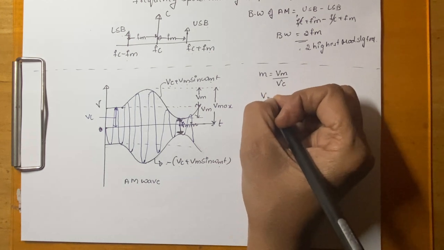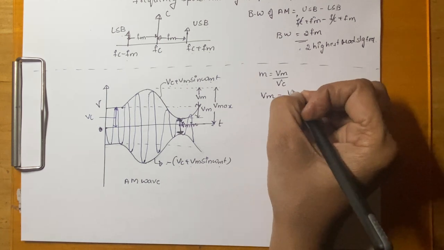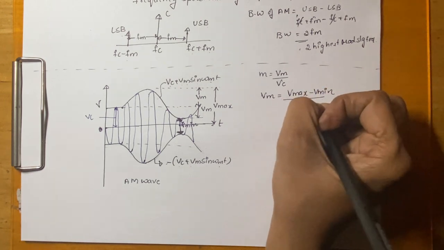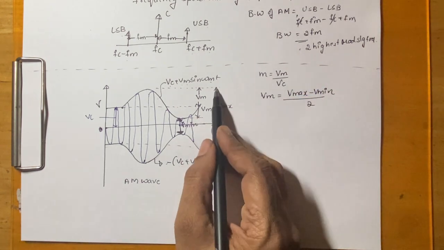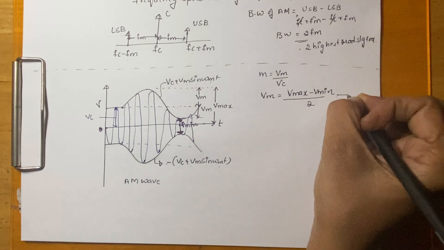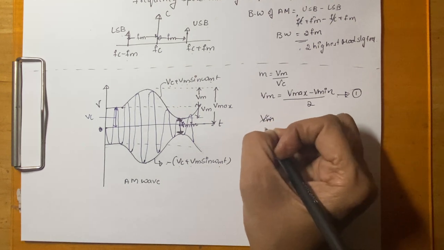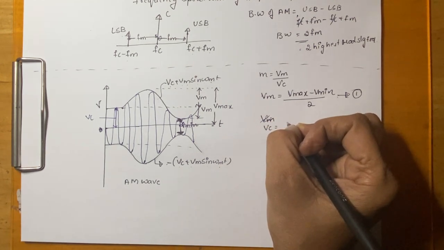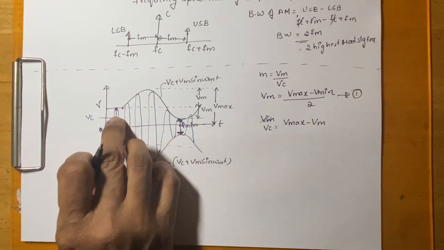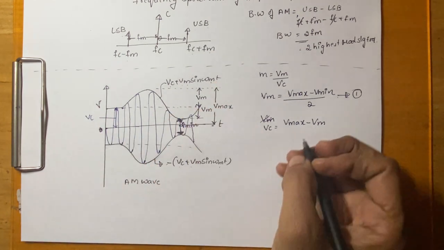Now we can rewrite this Vm, that is Vm is equal to Vmax minus Vmin divided by 2. Name this one as equation 1. And we can also write Vc, that is Vc is equal to Vmax minus Vm. That is, this is the amplitude of Vc. Vc is equal to Vmax minus Vm.